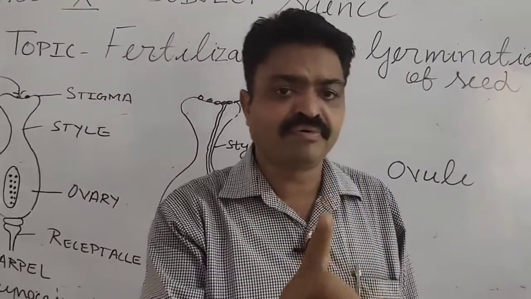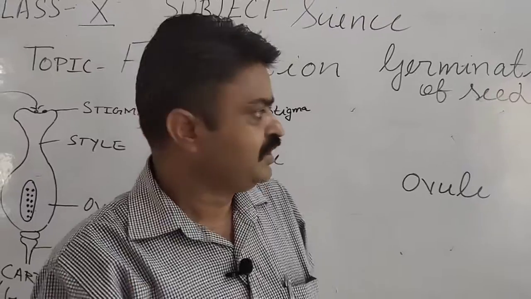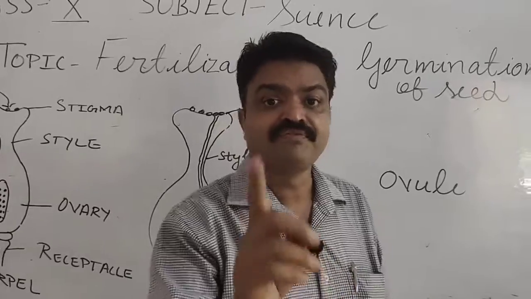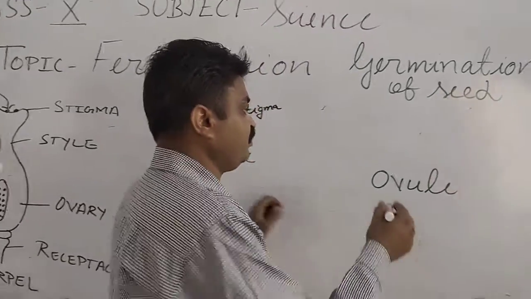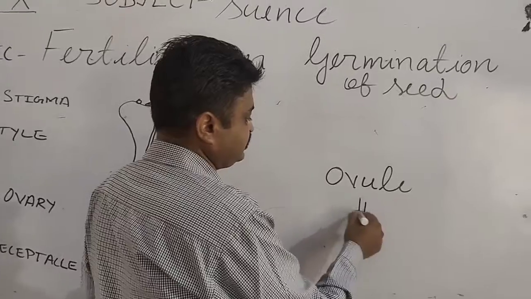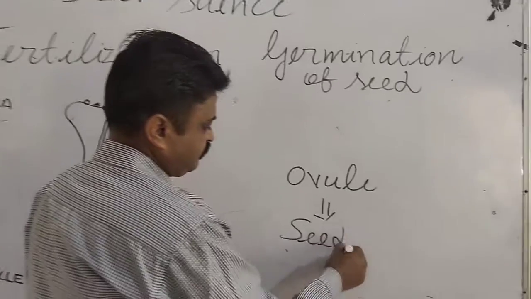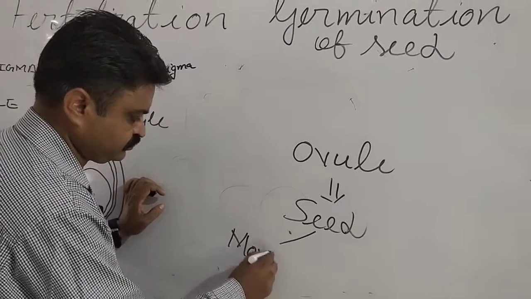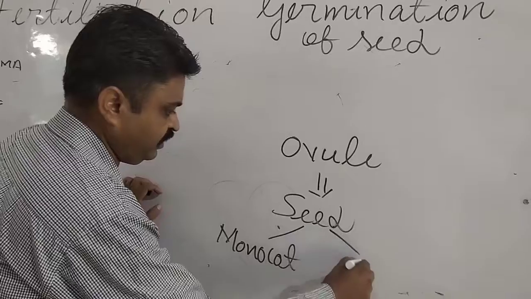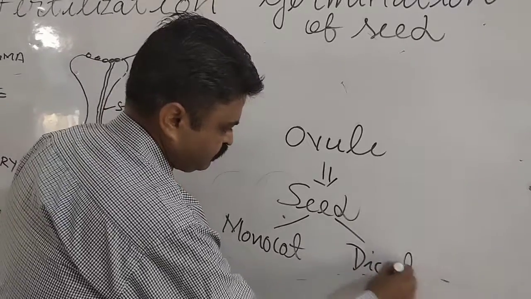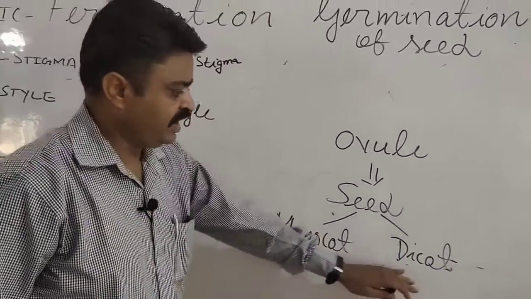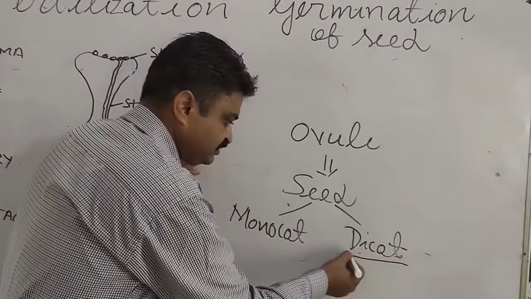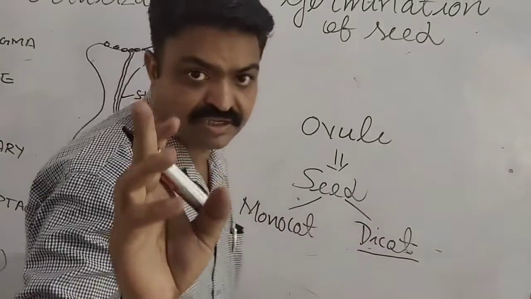So there is the monocot plant and the dicot plant. These monocot and dicot seeds are developed from the ovule. From the ovule the seeds are developed, and there are two types of seed, monocot seed and dicot seed. Now the germination of dicot seeds is in your syllabus.